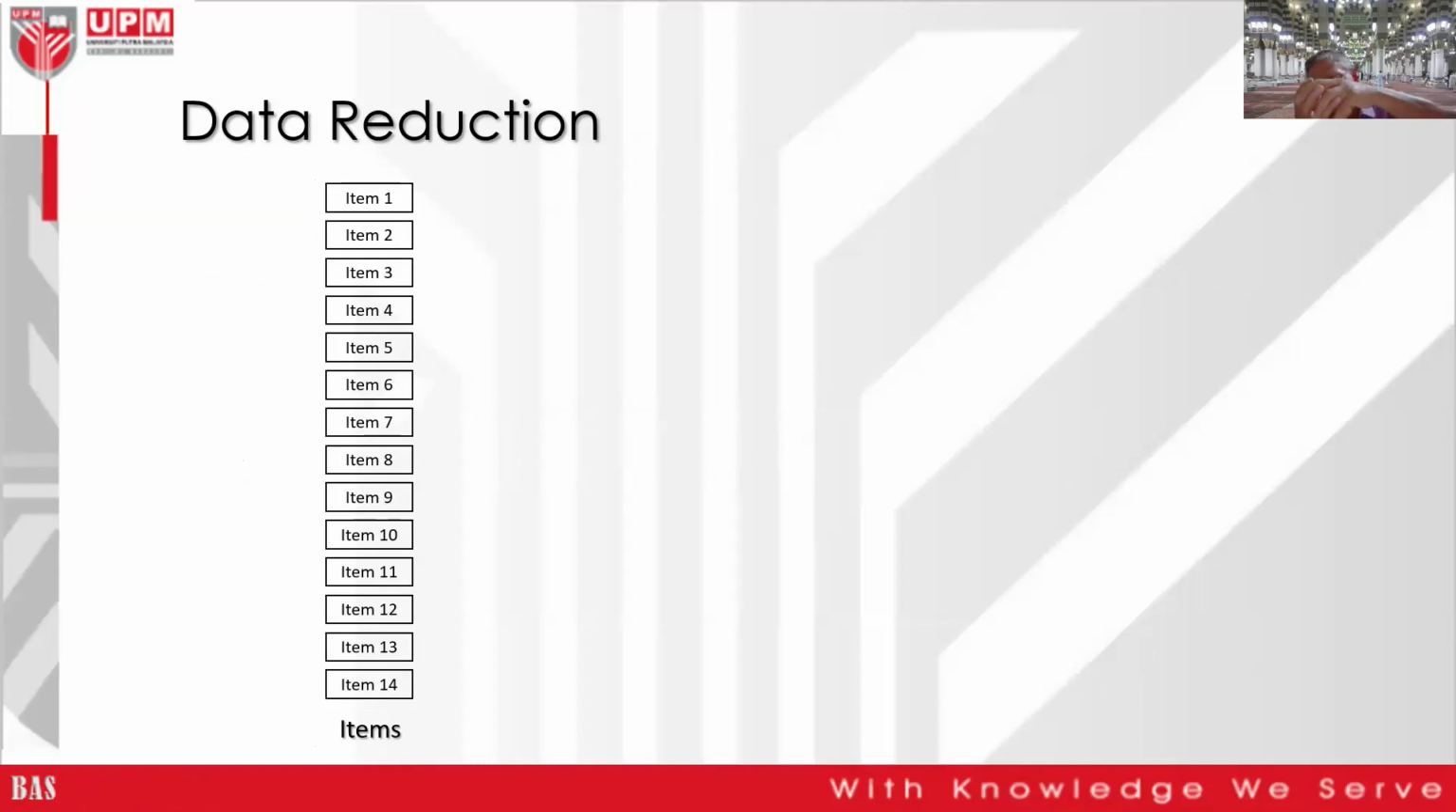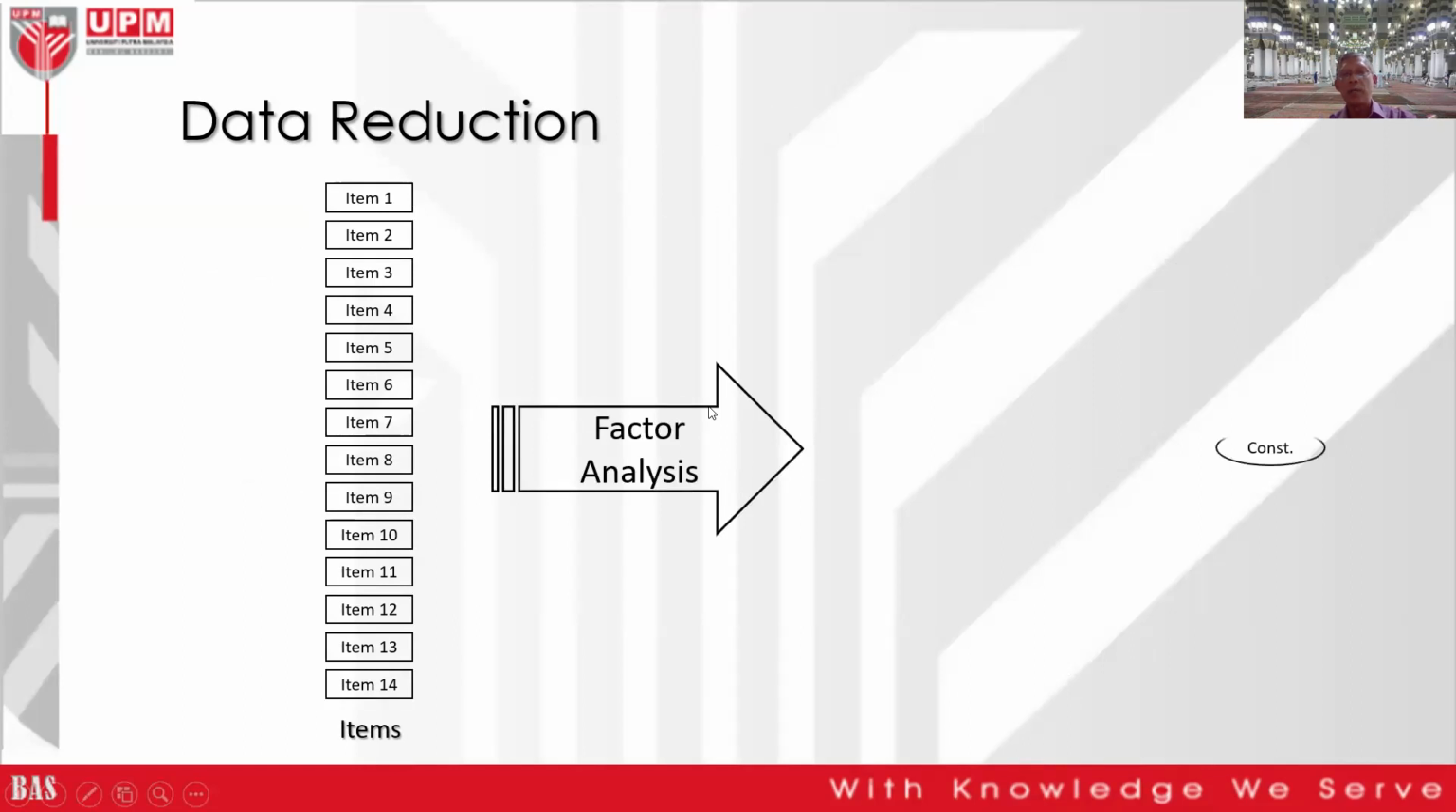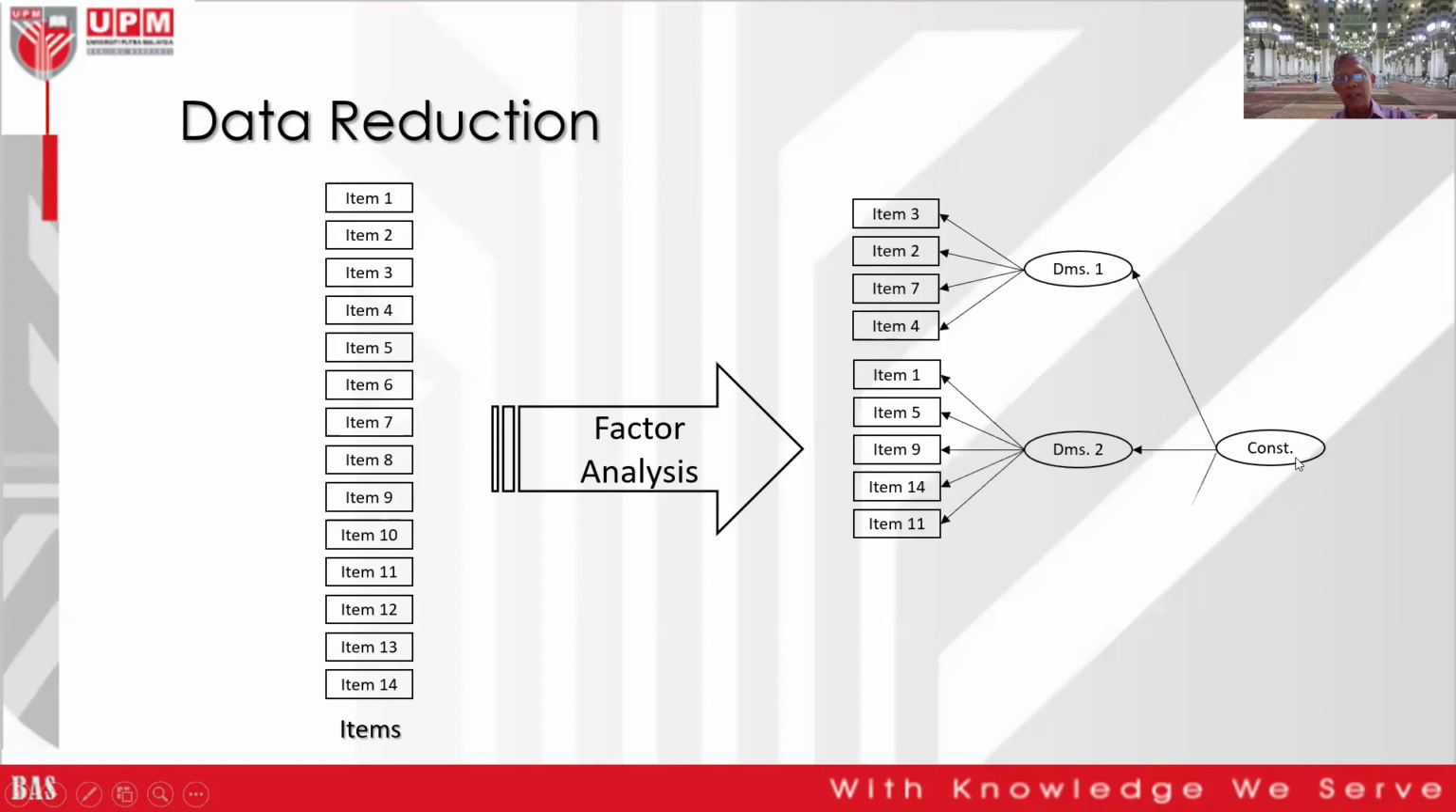Maybe one set of items measures dimension 1, another set of items measures dimension 2 of the construct, and finally a set of items measures dimension 3 of the main construct. That is what we expect when we run for data reduction. So when we run the data analysis, what we get will be, let's say, the main construct, and then we have here 3 dimensions, and the 3 dimensions will be based on the original 14 items.